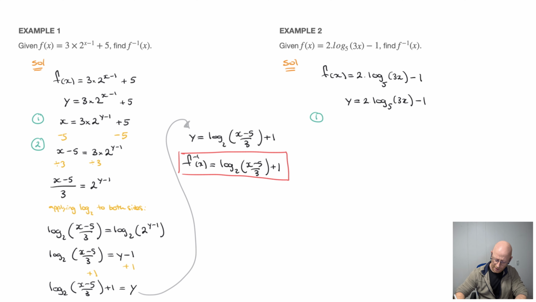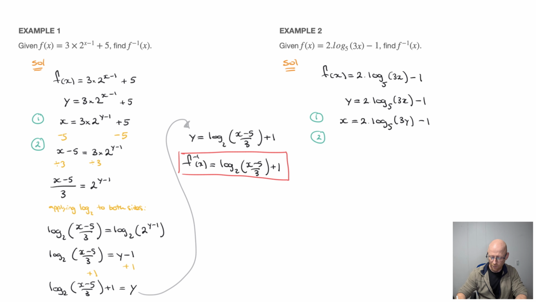So step 1, I swap the x's and the y's. So this y will become an x, and this x will become a y. So that's x equals 2 times log base 5 of 3y minus 1. Next, I move on to step 2. And in step 2, remember, our goal is to rearrange all of this in such a way that we make y the subject. And in order to do that, we'll start by isolating this log base 5 of 3y.